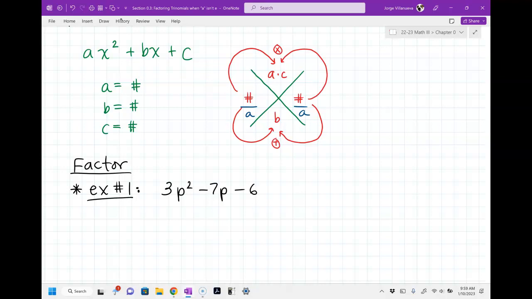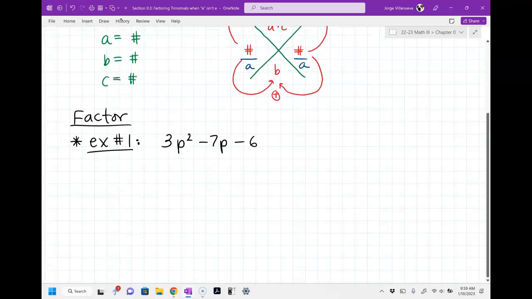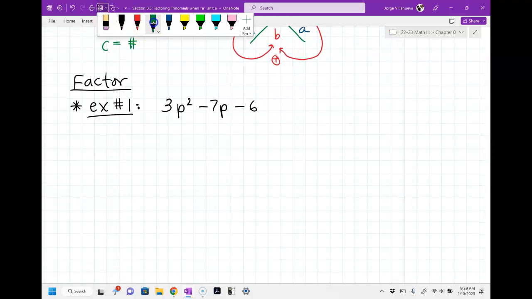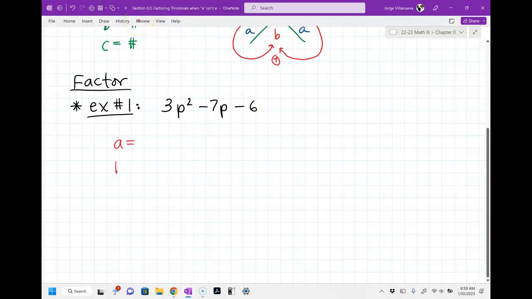So example number 1, 3p squared minus 7p minus 6. Now we're going to do it just like we did yesterday. We're going to go ahead and factor this. If you want to write down the following, it's up to you. I always like to think about these in my head, but I like to write them down in case you're wondering where I got the information. So my A value is a 3, my B value is a -7, and my C value is a -6.